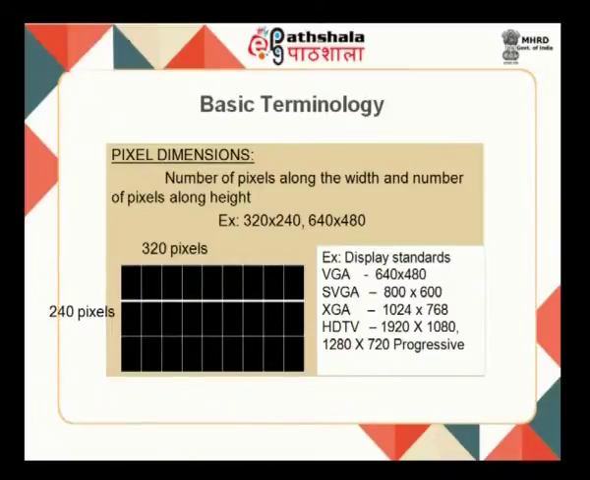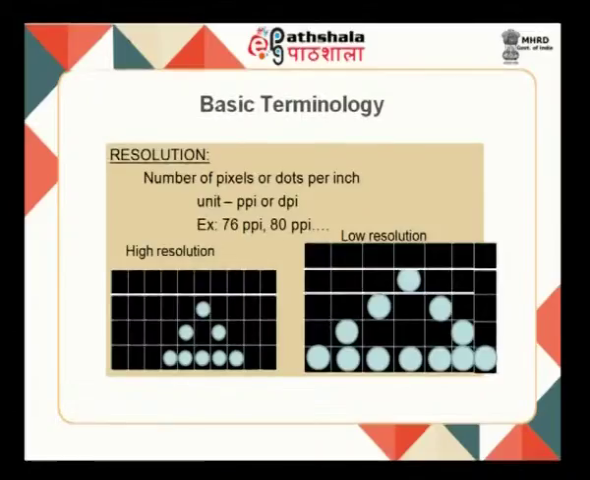Another standard for HD itself, there are two standards, one is 1920 by 1080, the other standard is 1280 by 720, and we call it progressive. We will learn more about what is actually progressive and other details later. So, as we have learned, pixel dimensions are the number of pixels along the width and the number of pixels along the height.